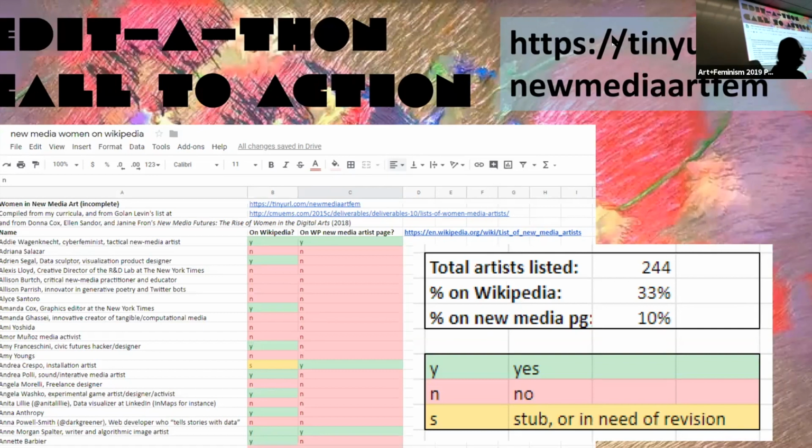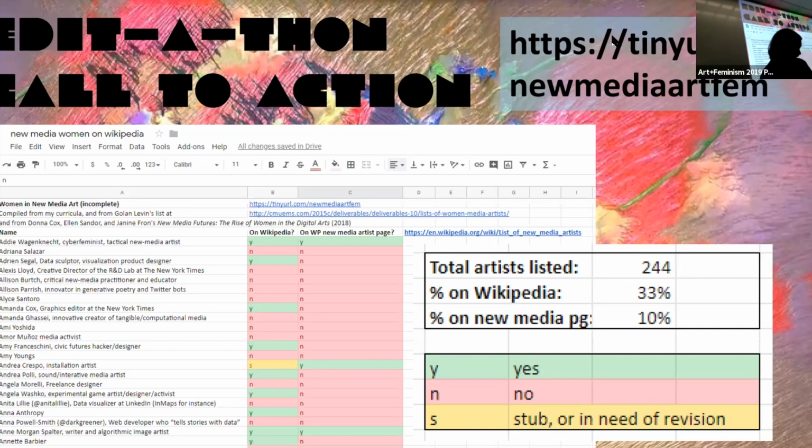Each artist has 2 toggles next to them. One is whether they're on Wikipedia at all, and the other is whether they're listed on the Wikipedia page for new media artists. There are some artists that have a page on Wikipedia, but they don't show up on that page. That is the first thing that comes up if you search for new media art. So for a lot of people, they are still invisible.